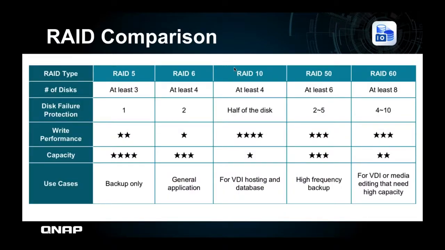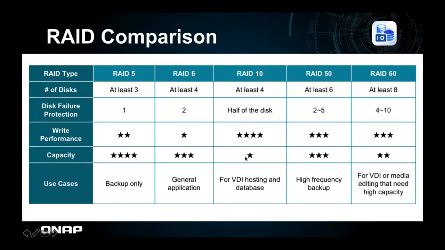This is kind of a comparison of our RAID groups, how they might perform. So RAID 5 needs at least 3 disks. RAID 6 needs at least 4. RAID 5 lets you have at least 1 disk failure. The capacity on RAID 5 is very good because it only costs you 1 disk worth of storage. RAID 6 costs you 2 disks worth of storage, so the capacity is a little bit less. RAID 5 has a little better performance than RAID 6.